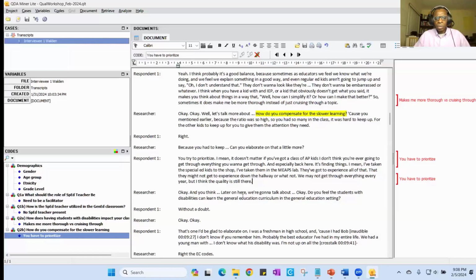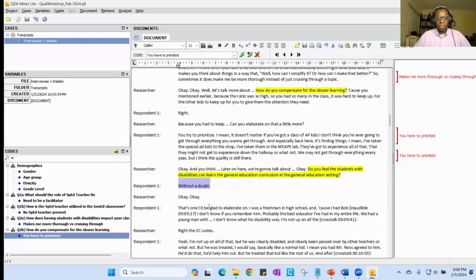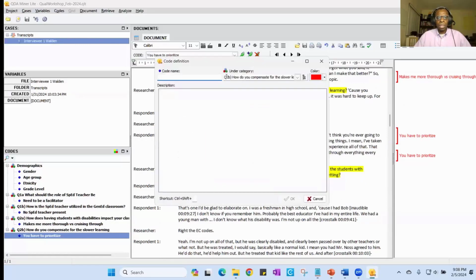Okay, and thank you. Later on here, the next question: do you feel students with disabilities can learn in the general education setting? All right, so I'm going to highlight that because that's a question, and that is question 3A. "Without a doubt," that's his response, right? Beautiful. Real simple. So I'm going to include that, "without a doubt." Question 3A.